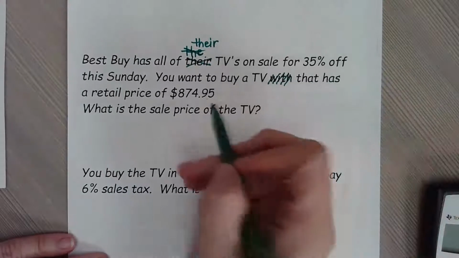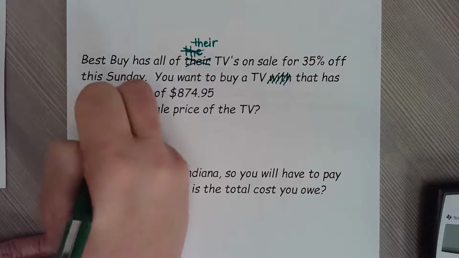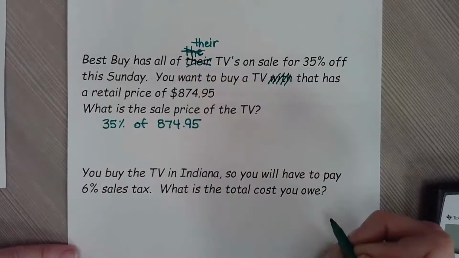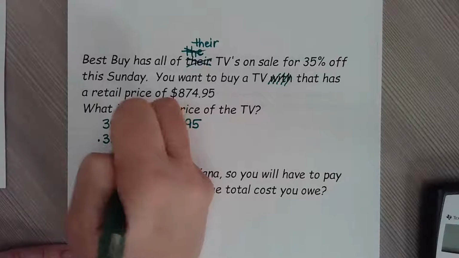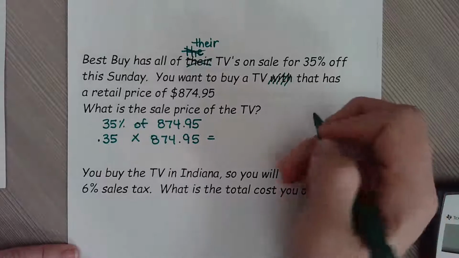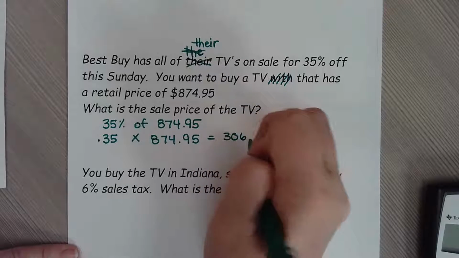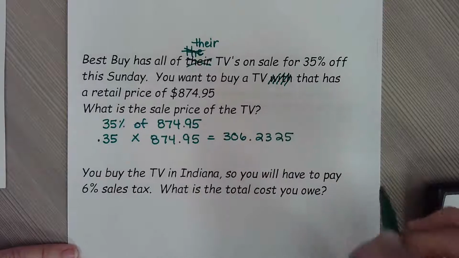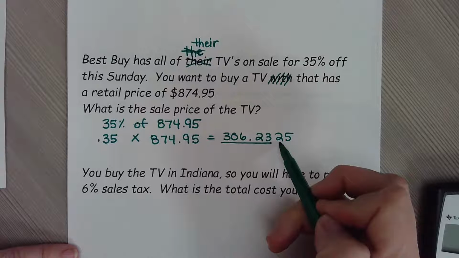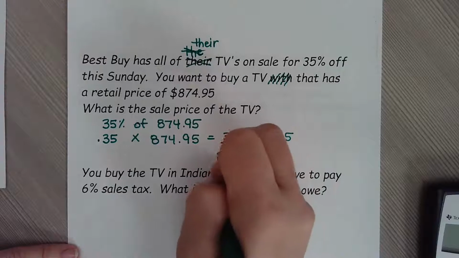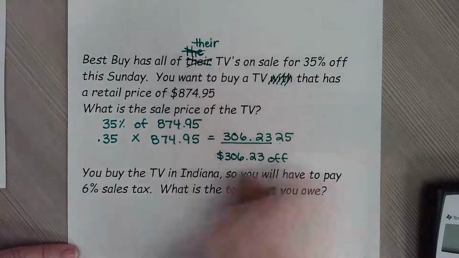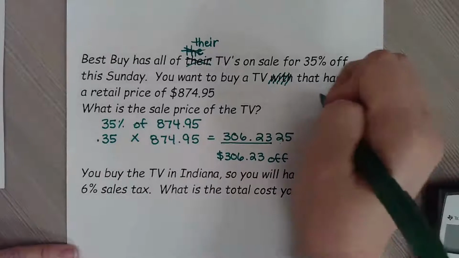Okay. 35% off of this price here. So 35% of $874.95. So 35% would be 0.35 times $874.95. And that would give you $306.25. Now, again, we want to round to the nearest penny. So that third digit after the decimal tells you what to do. It says keep it the same. So $306.23 would be how much money we are taking off of the original price. So let's do that.